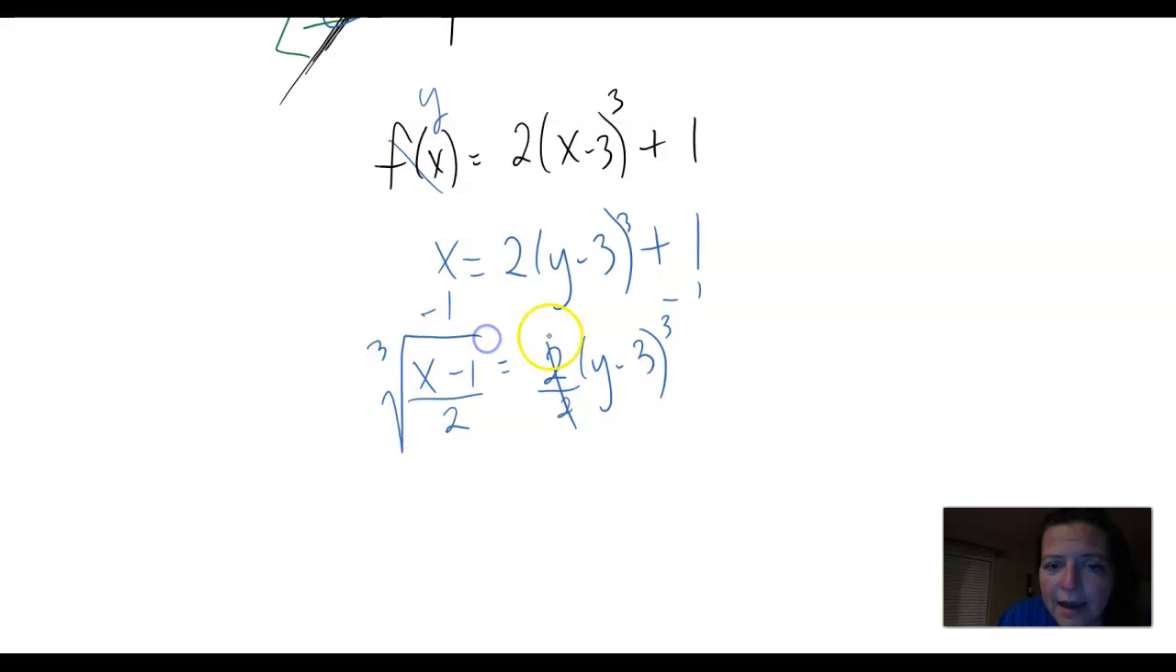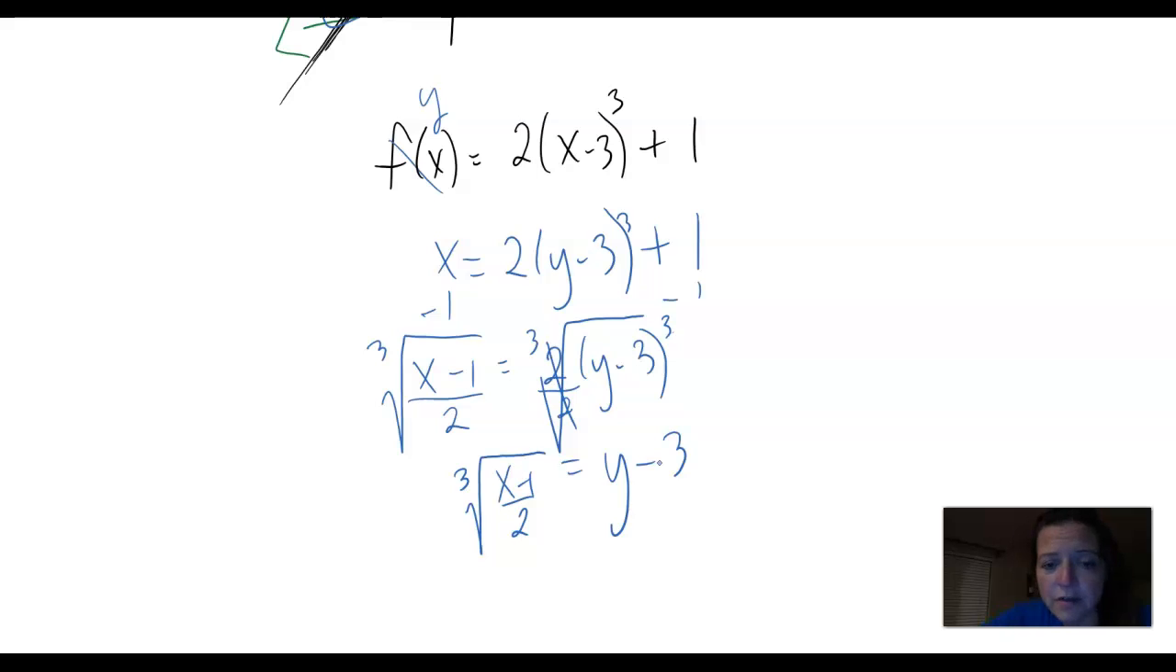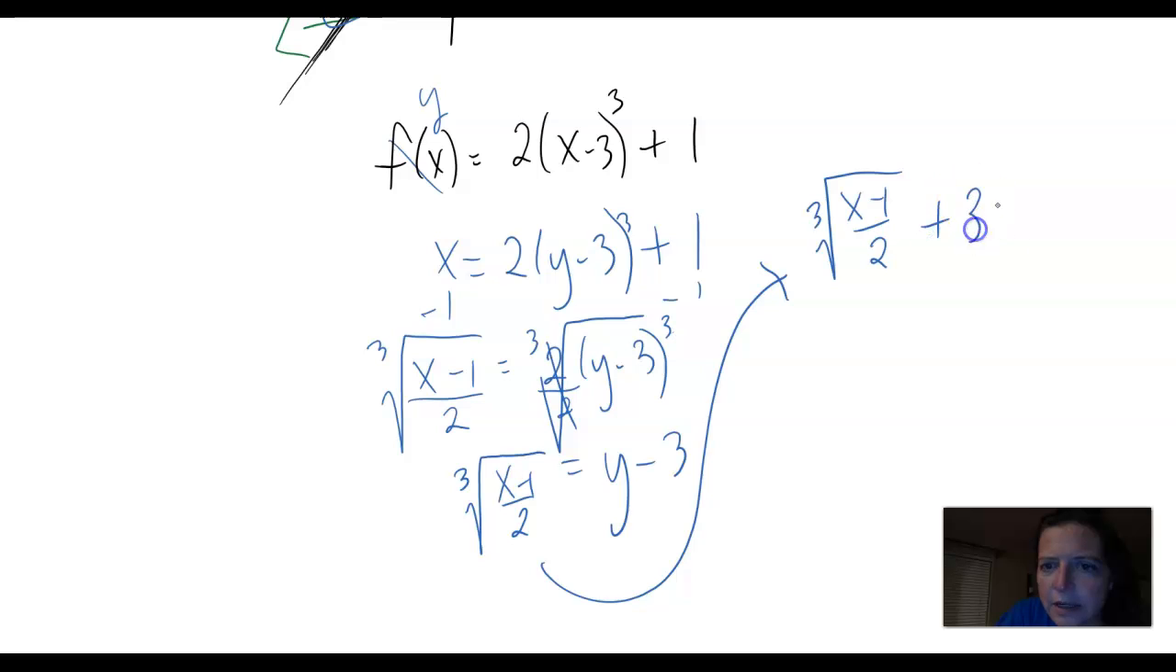And when I do that, what happens is that cube root and that cube just cancel each other out. They're actually inverse operations of each other. Oh, how ironic. So those are going to cancel, and it's just going to leave behind y minus 3 equals, just like this. And then last step, to isolate the y as well, add the 3 over to the other side. So I'm going to come up over here because I'm running out of room. So we'll have the cube root of (x minus 1) over 2, plus 3 equals y.